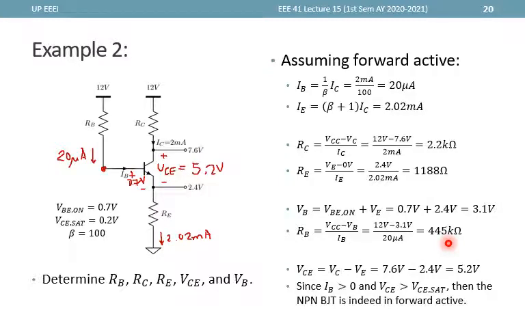So again, VCE is 5.2, and since IB and IC are greater than 0 and VCE is greater than 0.2, then indeed the NPN BJT is in the forward active region. And we were able to solve RB, RC, RE, VCE, and VB.